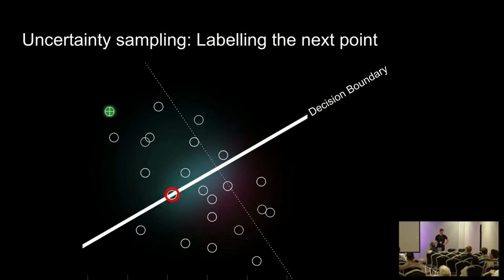So which samples do we label next? Well, we have a look at the decision boundaries. Where is our classifier the least certain about which samples to provide to the user next? That's at the decision boundary. So this point in red would be the next point that we query from the user. Uncertainty sampling is one of the active learning strategies.